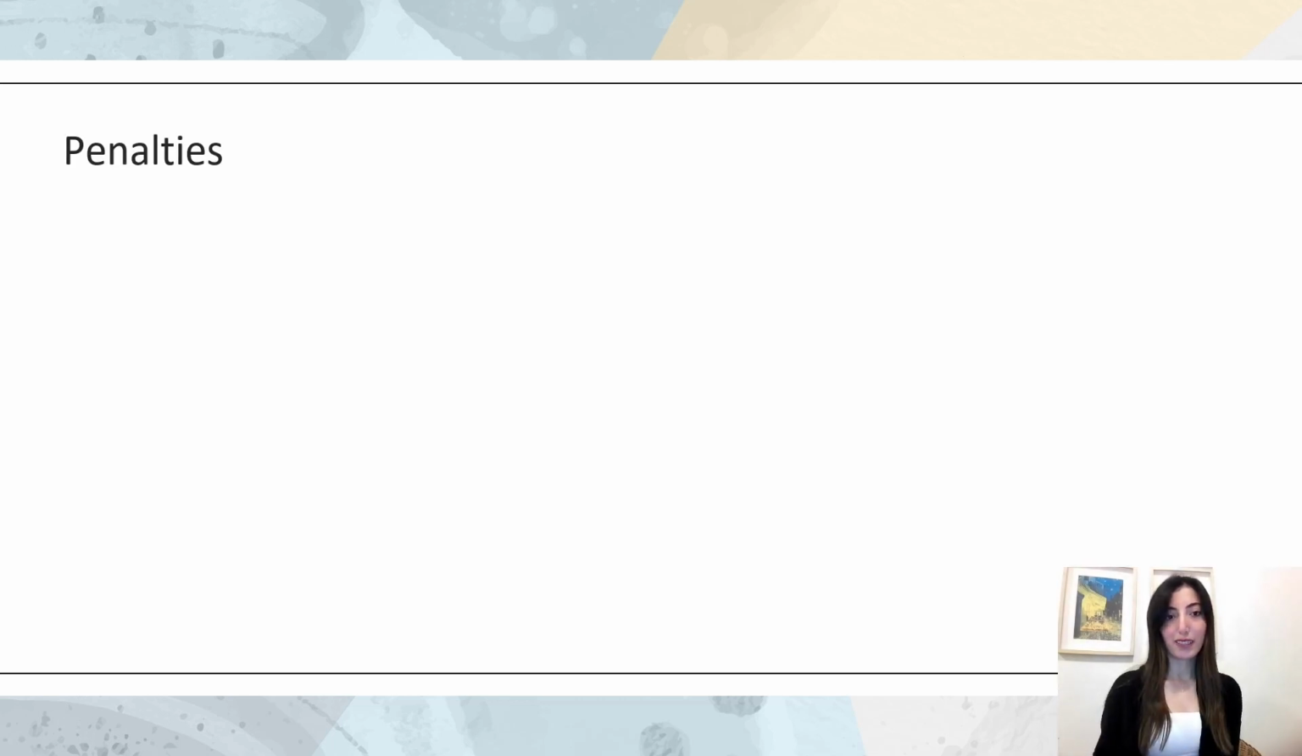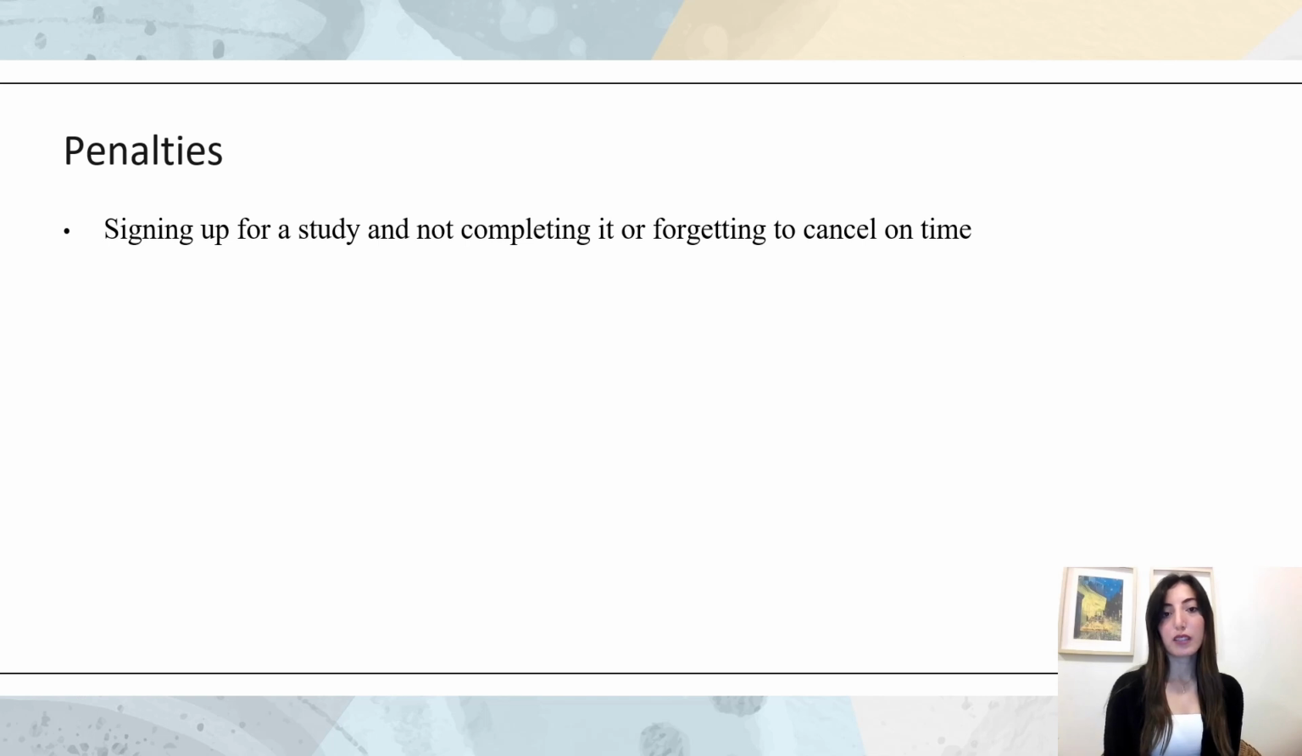Now for penalties. If you sign up for a study and you did not complete it on time, or you just forgot about it and you forgot to cancel your session on time, you will lose 40% of the total amount of credits assigned for that study. Likewise, if you enter the wrong SONA code, so as I mentioned, the SONA code is the 5-digit anonymous ID code that is given to everyone with a SONA account, you can find it under My Profile on your SONA homepage.